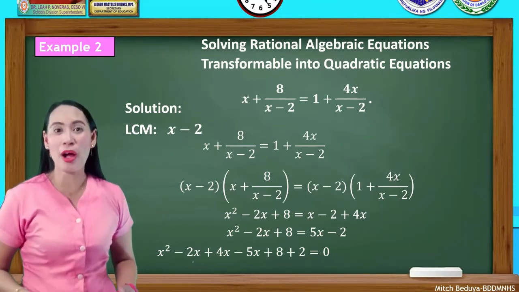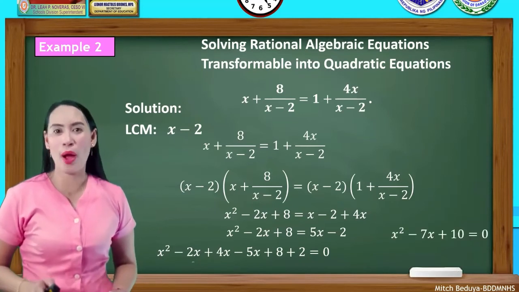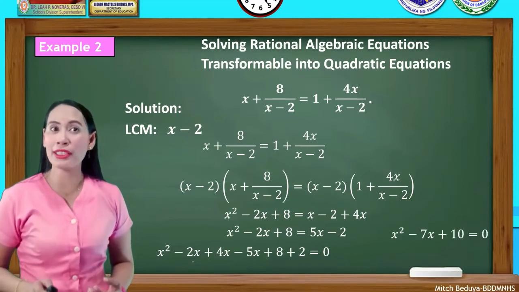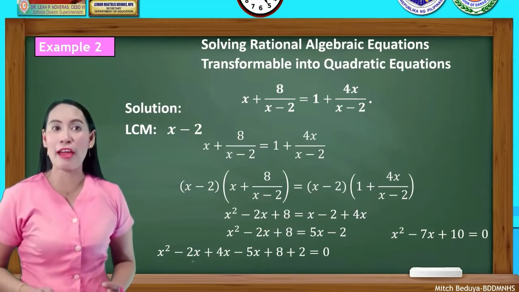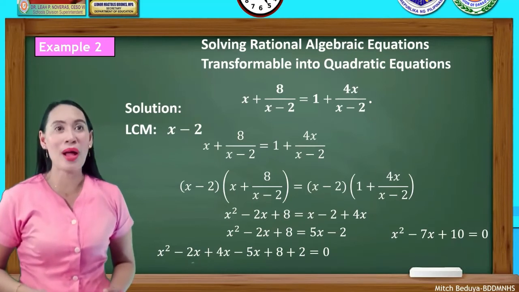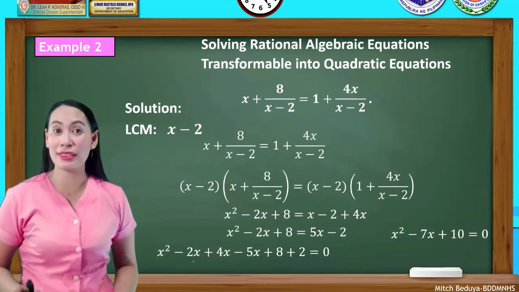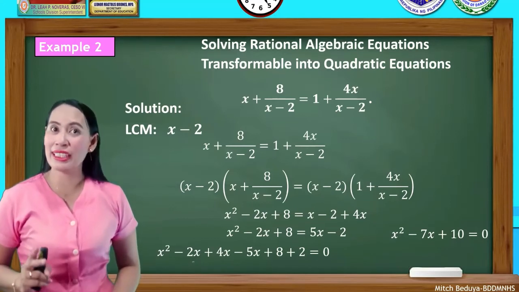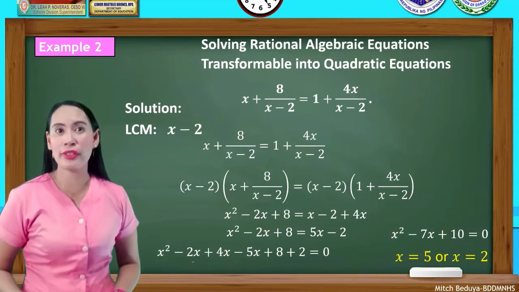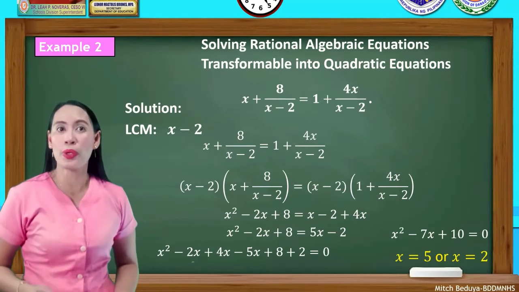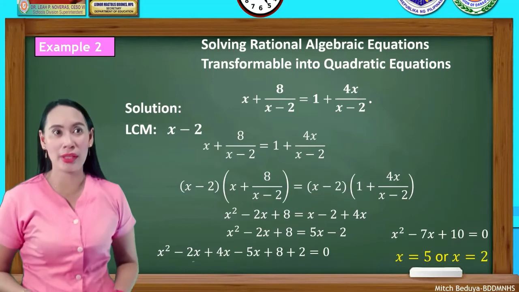The standard form of x plus 8 over x minus 2 equals 1 plus 4x over x minus 2 is x squared minus 7x plus 10 equals 0. In solving this quadratic equation, we have two values of x. x is equal to 5 or x is equal to 2. So by factoring method, or you can also use quadratic formula or completing the square in solving this equation.